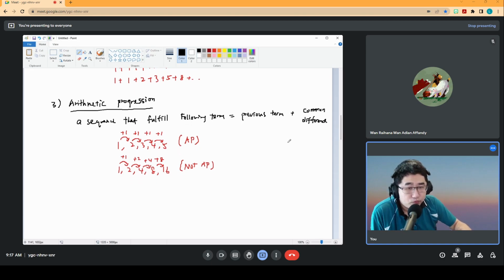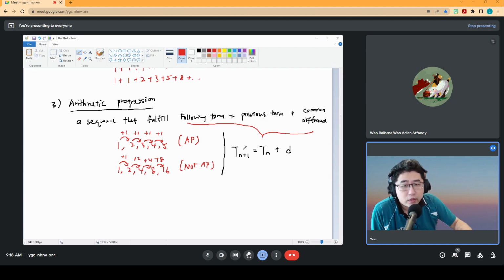Can follow? Yeah. Okay. So mathematically, this thing here, we will write in the mathematical form as Tn+1 equals Tn plus d. The n+1 and the n here mean the positions of the term.